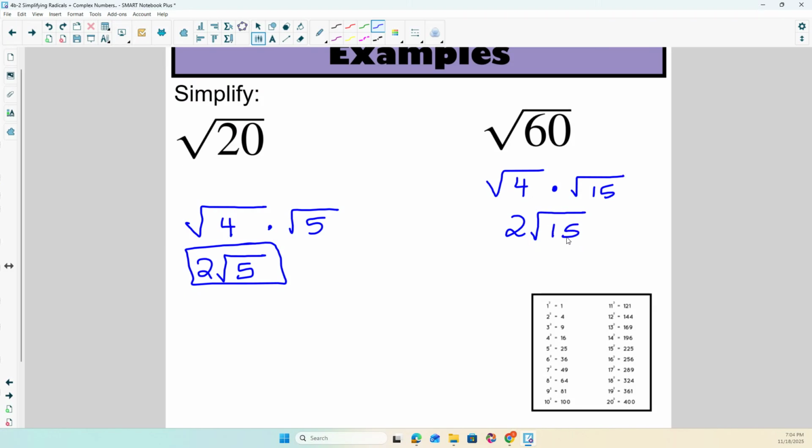So let's say you couldn't think of the biggest perfect square that can divide a number, and you have a number under the radical sign that's still divisible by a perfect square. You still want to simplify that even further.